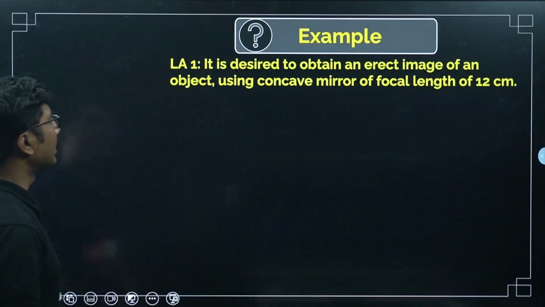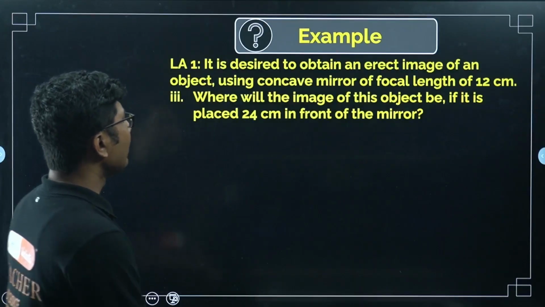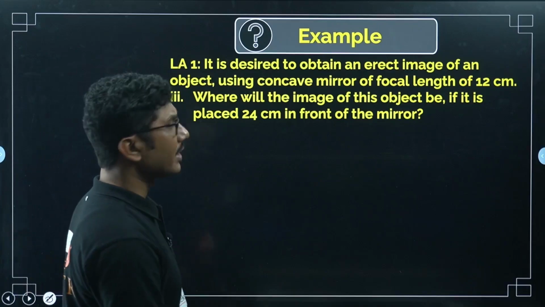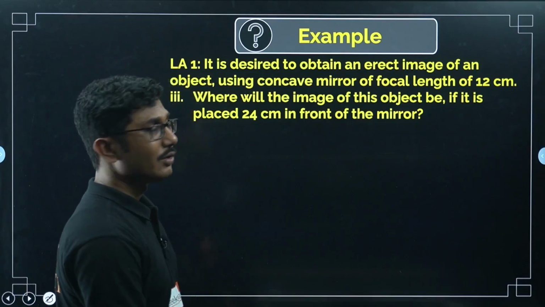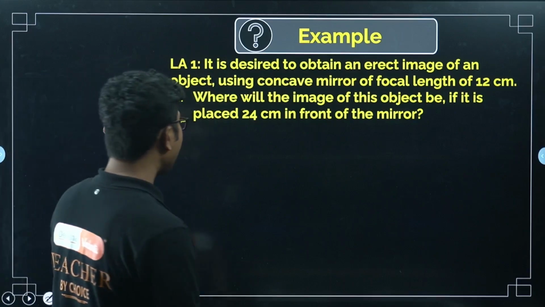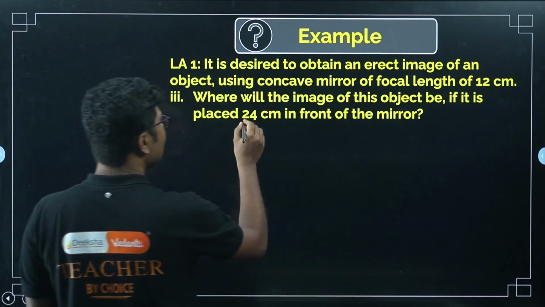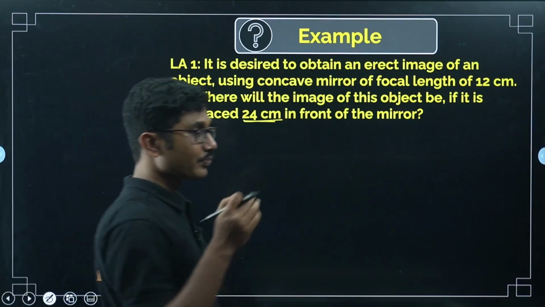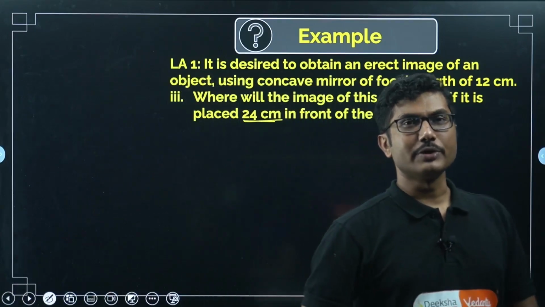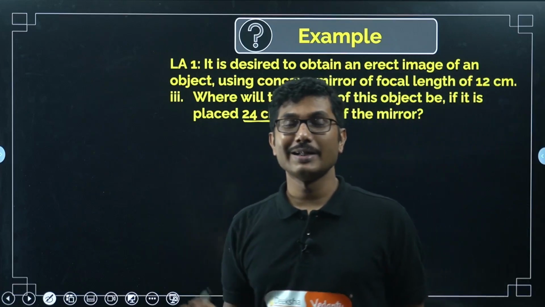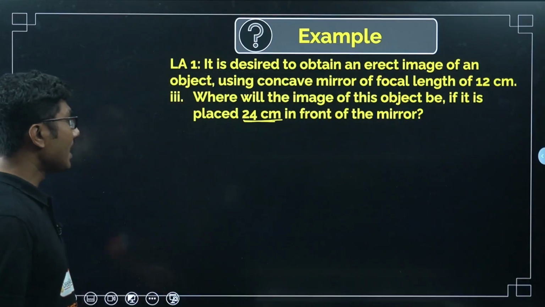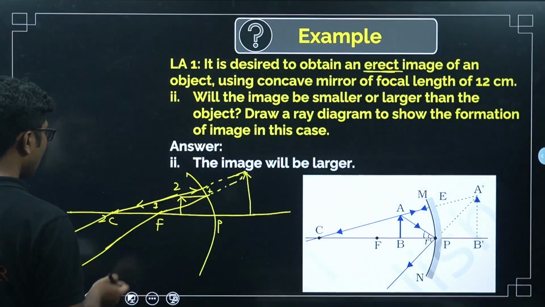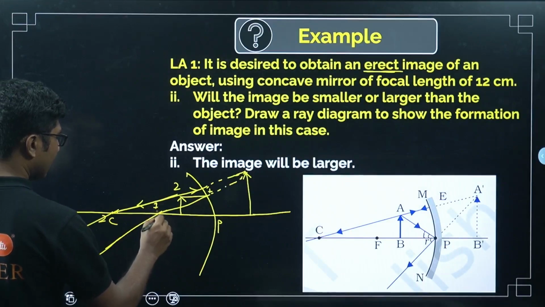Now let's move on to the third part of the question. Where will the image be formed if the object is placed 24 centimeter in front of the mirror? Another interesting question. Many times I get this question from students: sir, the focal length is mentioned as 12 centimeter, so do we have to use this distance as 12 centimeter?